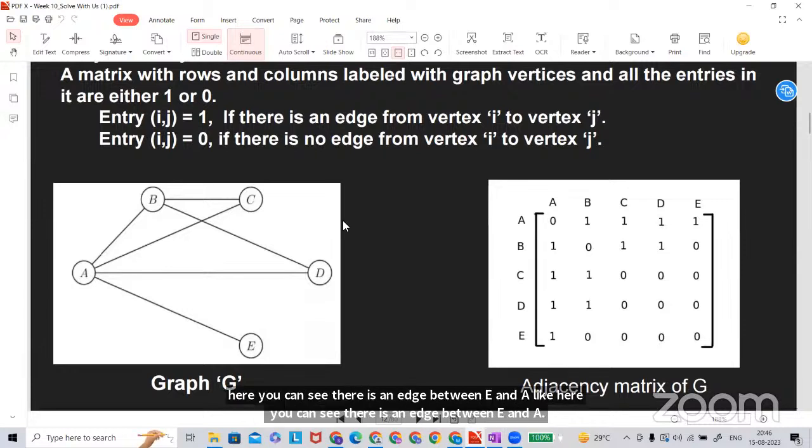But can we say matrix of G? Can we say just matrix in place of adjacency matrix? But generally the word is adjacency matrix.